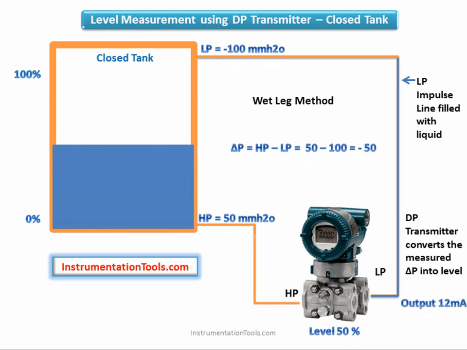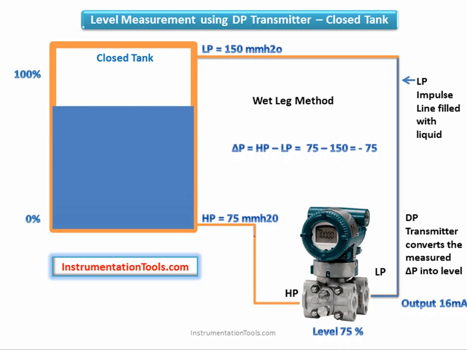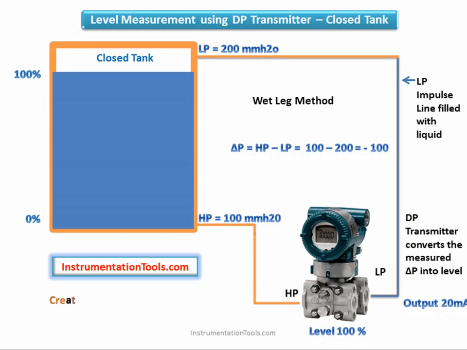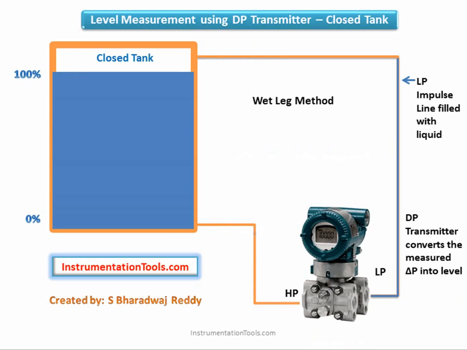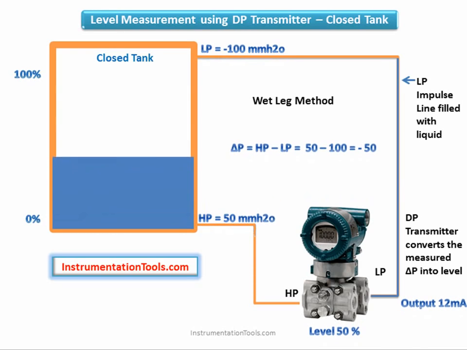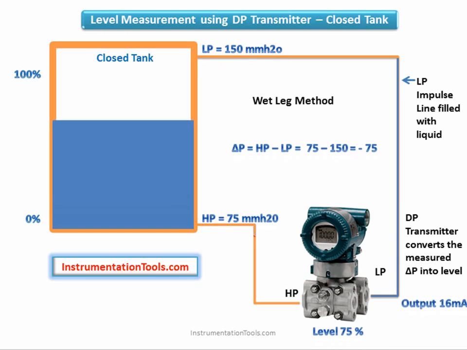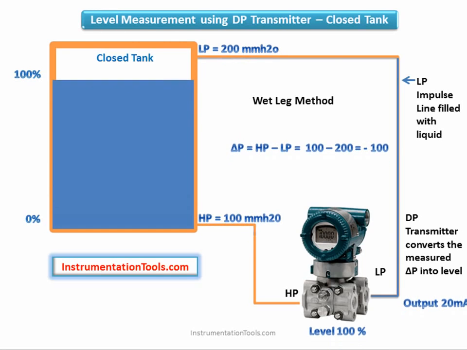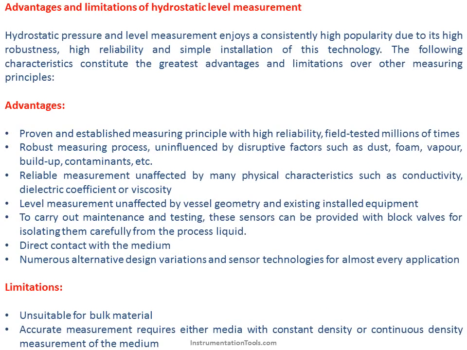In a wet leg system, the low-pressure impulse line is completely filled with liquid, and hence the name wet leg. The wet leg affects the differential pressure readings and can be found in negative also. The differential pressure measured by the DP transmitter is used to measure the level of the tank. Advantages and limitations of hydrostatic level measurement.